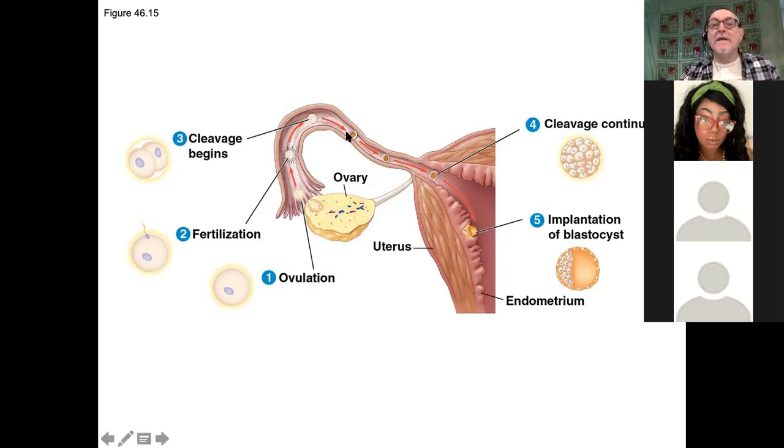Of course, development begins immediately. And actually, it undergoes a substantial number of divisions before the egg enters the uterus. And it usually implants as a blastocyst. We haven't talked about development, but this is a stage of development where the cells have divided enough to form a hollow ball. And that hollow ball is called the blastocyst. And it is the blastocyst that embeds into the endometrium.